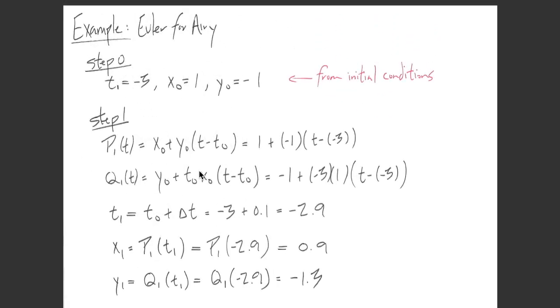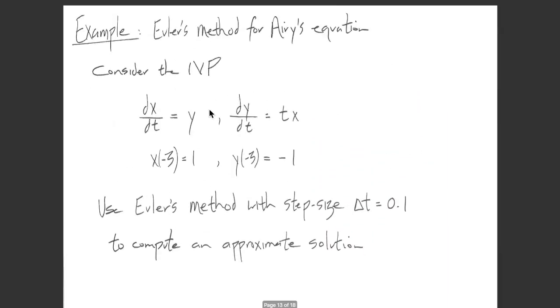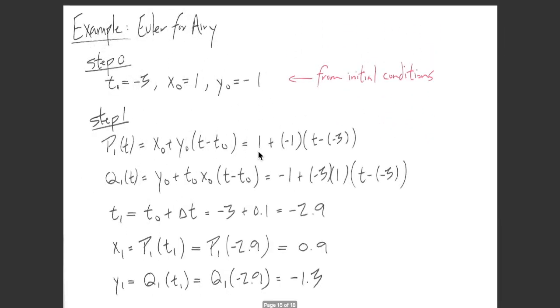Let's get started. Step 0 is just to initialize the t, x, and y values. So t0 is negative 3, x0 is 1, and y0 is negative 1. And that's just coming from our initial value problem, right? The initial time is negative 3, the initial value of x is 1, and the initial value of y is minus 1. So that's where that's coming from. And then I'm going to go to the next step.